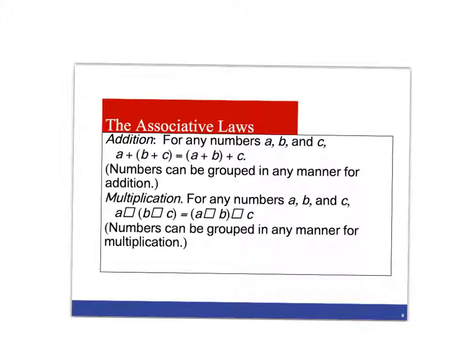Associative laws. For addition, for any numbers a and b and c, you can move the parentheses around. a plus b plus c, and then a plus b plus c. Just look at the difference where the parentheses are. And the same thing with multiplication. You've got a times b times c, and then you've got a times b times c. It's just grouping.